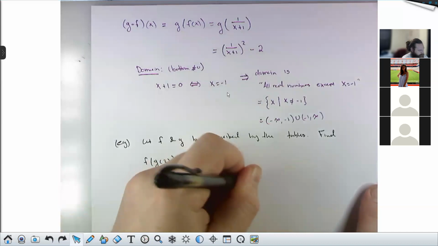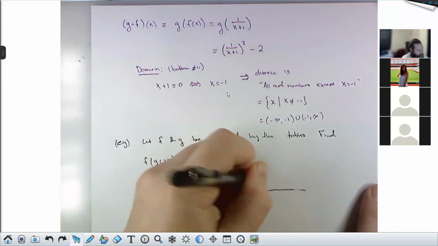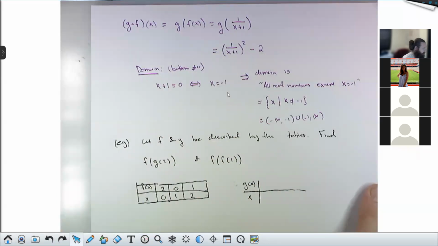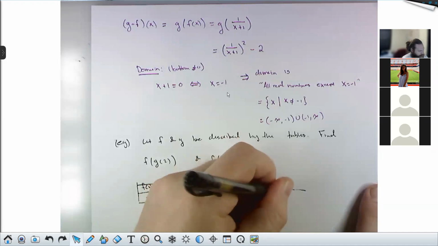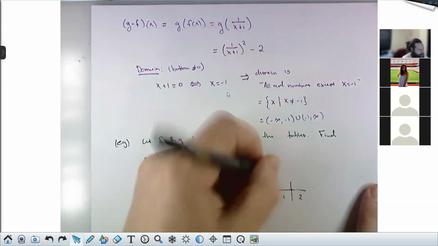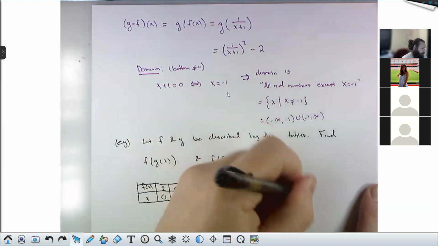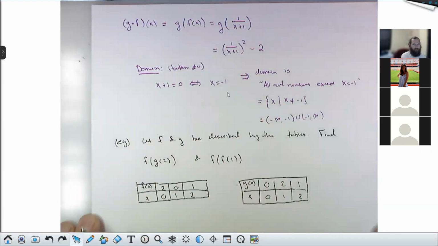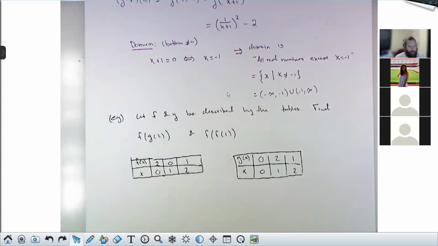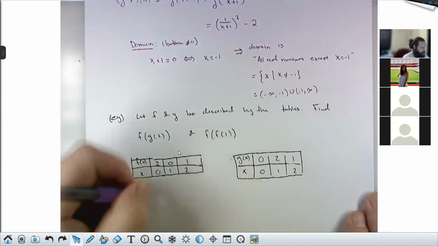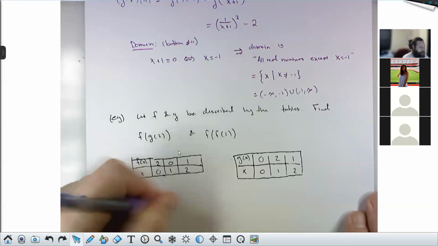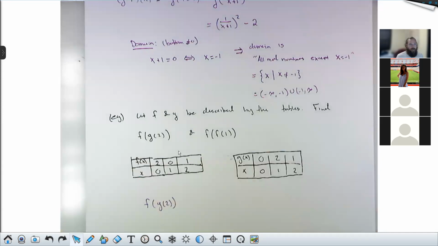And for g of x, we can begin with the inputs 0, 1 and 2. Okay. Two tables, two functions, two things to find. Let's start with f of g of 2. Again, you work from the inside out. I know I'm looking for f of something, but I can't answer the question until I know what that something is, and that something is g of 2.